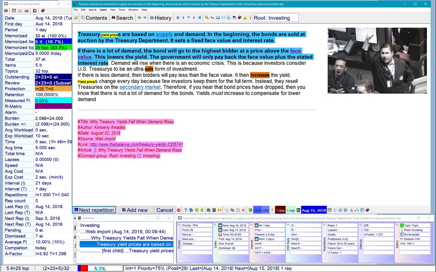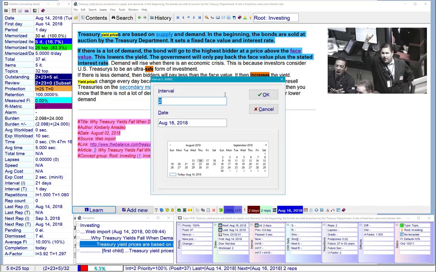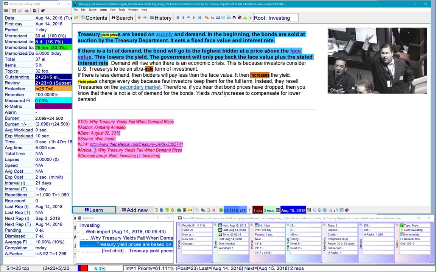Instead, they will sell treasuries in the secondary market. If the bond prices have dropped, then you know that there is a lot of demand for the bonds. Yields must increase to compensate for lower demand. Yields must increase. They just increase. Okay, this is unclear. I'll review that again tomorrow. I know more.